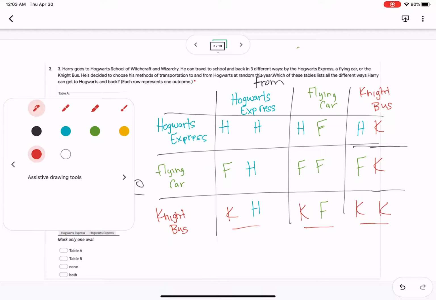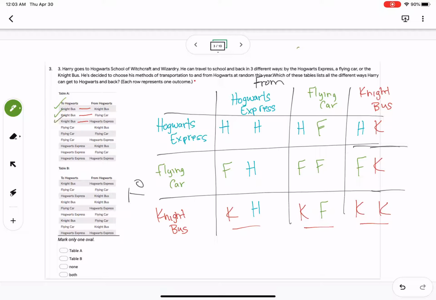So let's check those off. Now let's see if table B has those. So Knight's bus to Knight's bus, right there. Knight's bus to flying car, right there. And Knight's bus to Hogwarts Express, right there. Okay, so that one had all three. So now the next one in table A is the flying car. So flying car to Knight's bus, flying car to flying car, flying car to Hogwarts Express. That lists all of those. Okay, so it checked off all 3 of those for us.